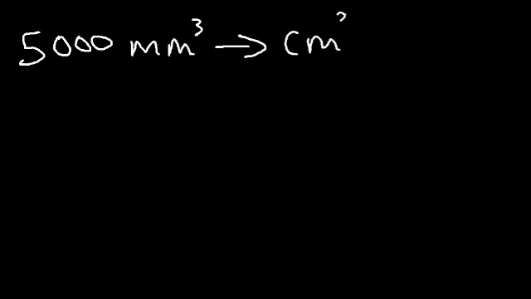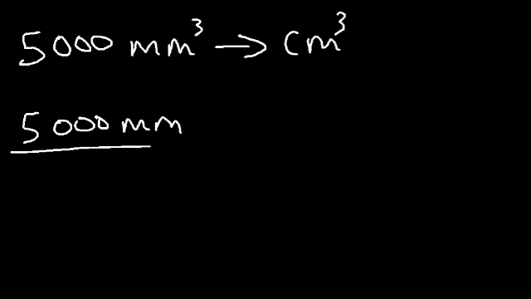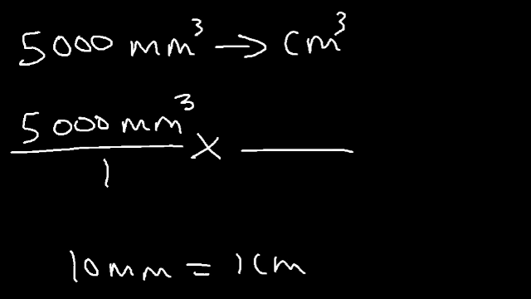Now let's try another example. Let's say if we wish to convert 5,000 cubic millimeters into cubic centimeters. How can we do it? So this is a unit of volume whenever it's raised to the third dimension. We know the conversion factor is 10 millimeters is equivalent to 1 centimeter. So we're going to put that in the next fraction.